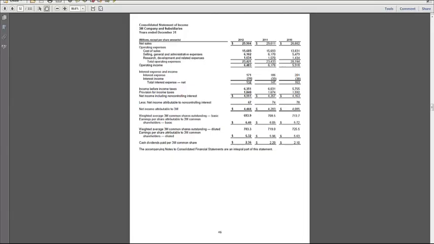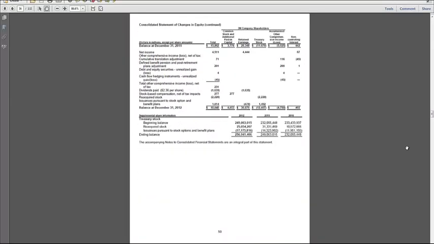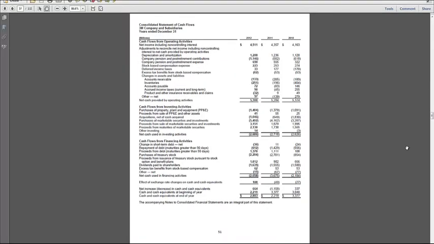So here we are at 3M's financial statements. There's a couple ways we could do the ratios. We could take all the numbers we need from the income statement, the balance sheet, and the cash flow statement, put them in a spreadsheet or our calculator, and calculate the ratios. A second way is to try to look the ratios up on the internet. Why don't we do the second?